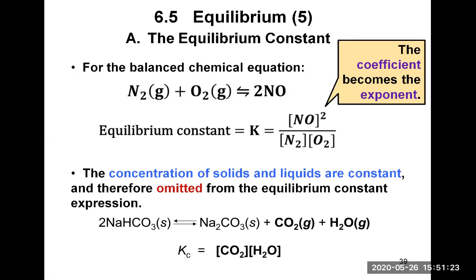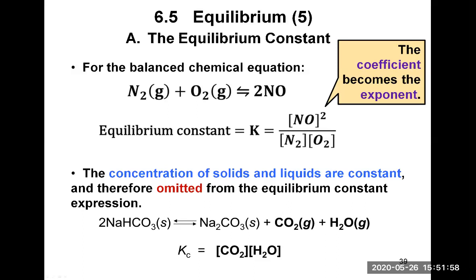So there's one thing you need to pay attention to: when you have a solid or a liquid in your chemical equation, their concentrations are considered constant, because typically the solid will be in big chunks and the liquids will be the solvent. So their concentrations are not changing that much. And so because of that, their concentrations are omitted from the equilibrium constant expression.